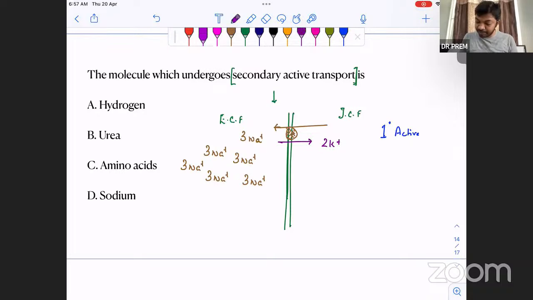Harvesting this power, what are we going to do? We are going to take up another transporter, which is going to take sodium into the cell. Please remember this, never ever forget. Sodium is going to be transported into the cell along the concentration gradient.